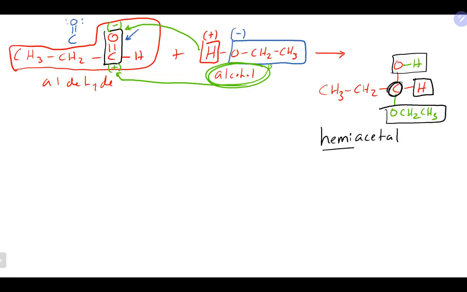It's got to have the OH group. It's got to have that oxygen carbon group that came from the alcohol. And because it really came from an aldehyde, it will always have that hydrogen there still hanging out because it's from the aldehyde part of it originally. Any questions on that?